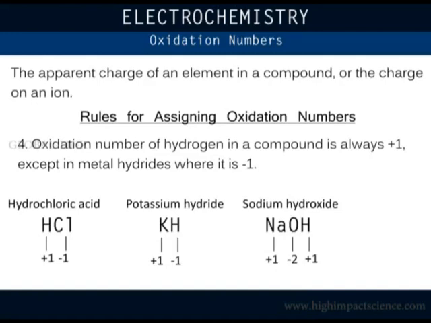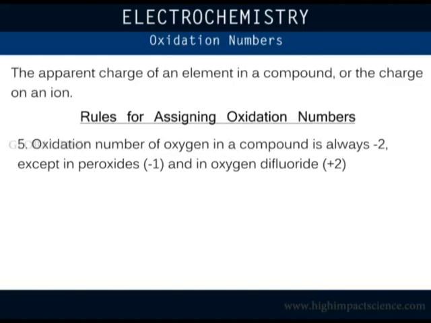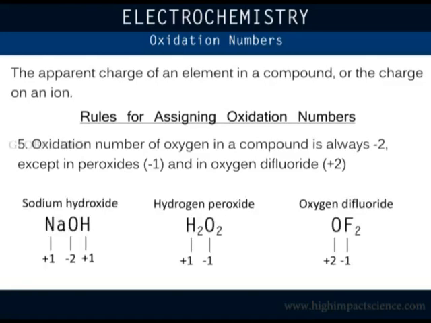Number 5, the oxidation number of oxygen in a compound is always -2, except in peroxides where it's -1, and in oxygen difluoride where it's +2. So in sodium hydroxide, the oxidation number of oxygen is -2, but in hydrogen peroxide, it's -1. In oxygen difluoride, it's +2.